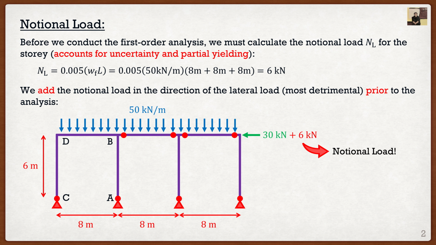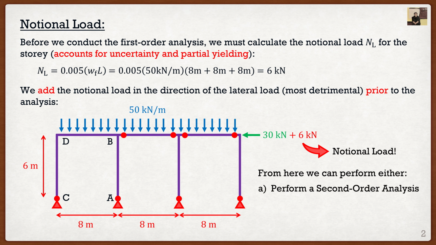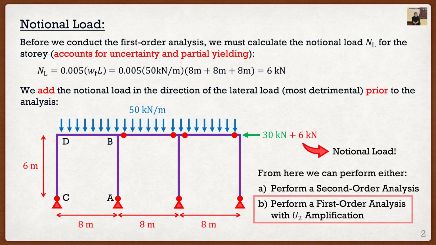Now from here, CSA basically gives us 2 different options. We can either perform a second order analysis using the complete loading of this frame, but like I said, some of us don't know how to do a second order analysis. So CSA gives us the second option, which allows us to perform a first order analysis, and then we account for the second order effects using a U2 factor. This U2 factor is basically going to take all of our moments and amplify them in our system to account for those second order effects. So as you can tell by the title of this example, we are going to go with option B.